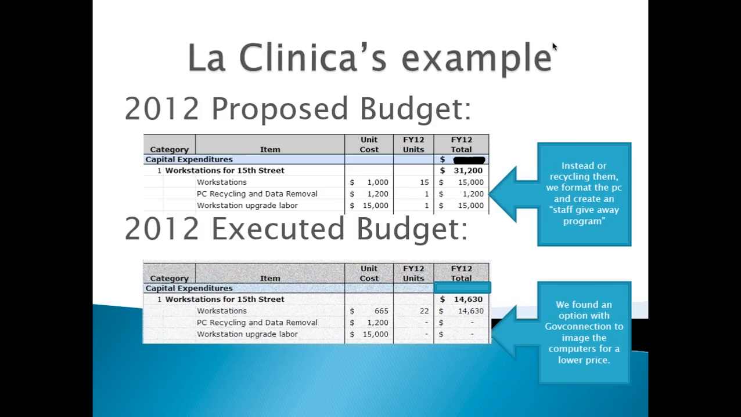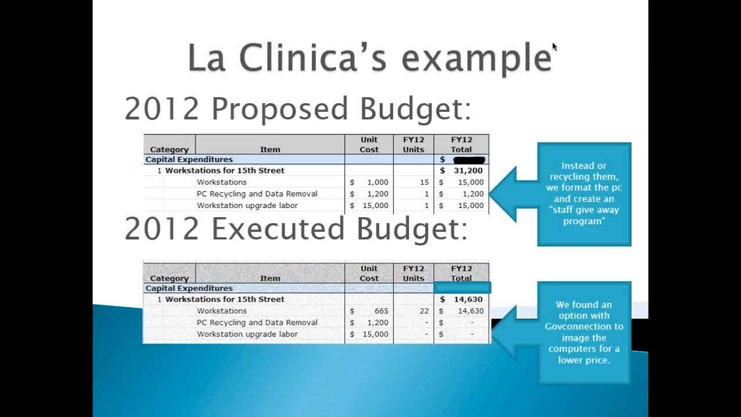$14,630. And then for the PC recycling and data removal, what we did is we format all computers, hard drives, and everything, and we create a staff giveaway program. Those computers were old, but not too old for those people who want to have it at home and navigate the internet and play around. They can have the computer. So we give it away to the staff, and that's how we save $1,200.